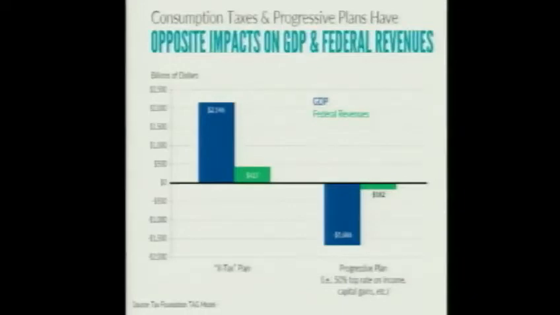This is at the end point, by the way. This is an annual basis increase in GDP of $2 trillion, which raises federal revenues by $400 billion. And the progressive plan knocks about $1.7 trillion off the level of GDP at the end of the policy, and then lowers revenues in the same way.